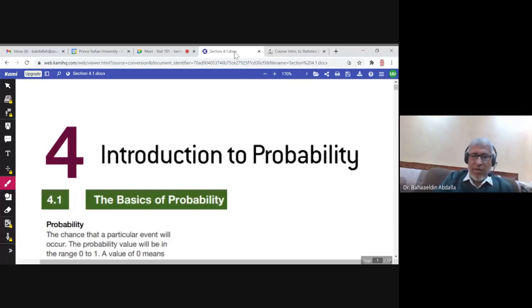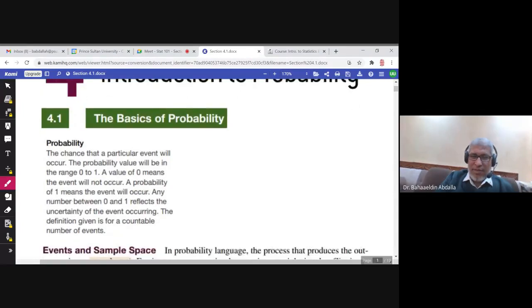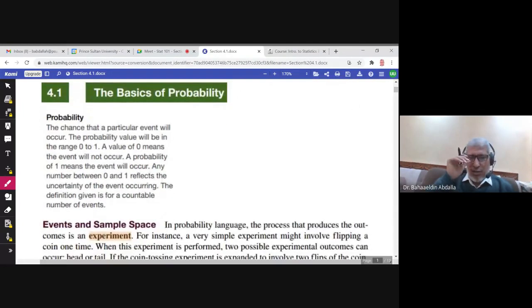Chapter 4 Introduction to Probability. Section 4.1 The Basics of Probability. Let us start by defining probability. Probability is the chance that a particular event will occur.